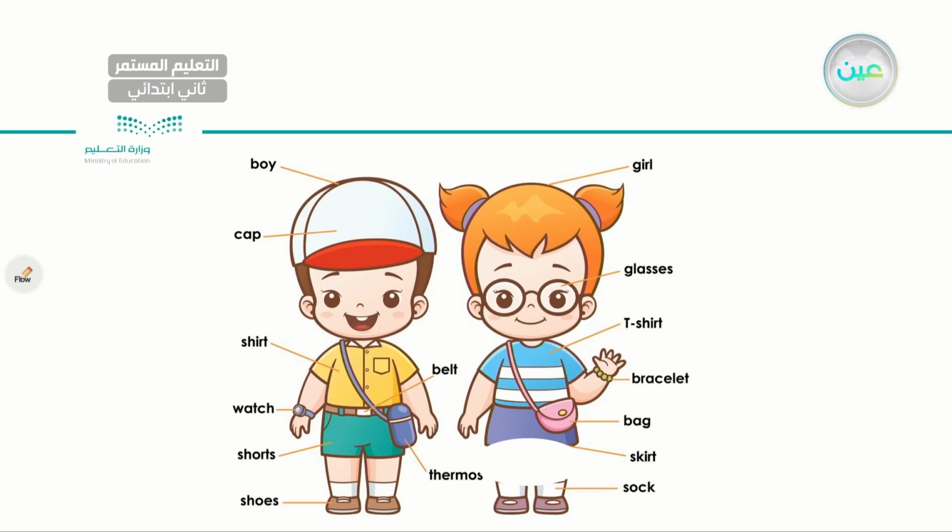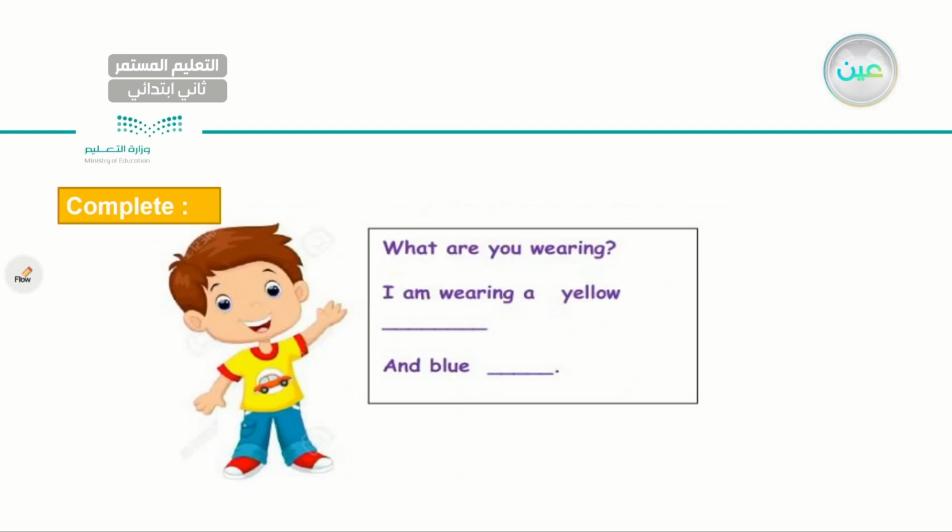Let's read them one more time. She's wearing glasses, a t-shirt, a bracelet, a bag, a skirt, and socks. For the boy, he's wearing a cap, a shirt, a belt, a watch, shorts, and shoes.